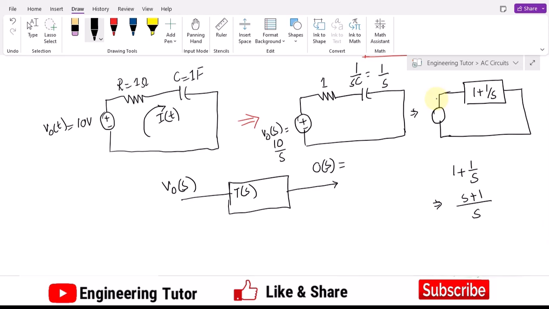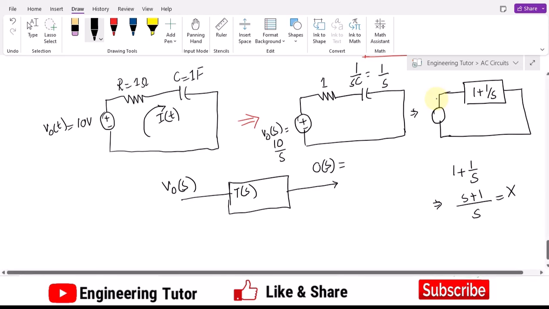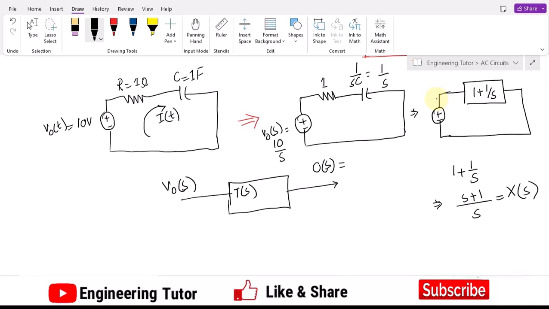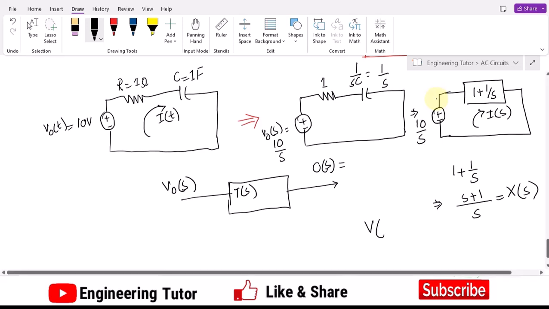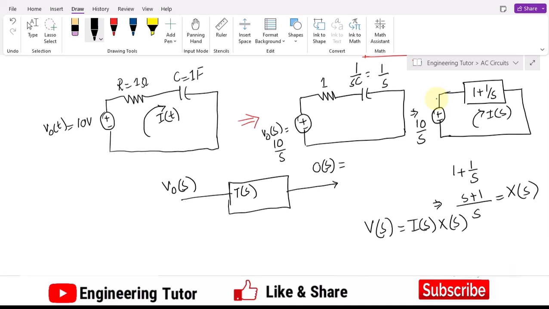So, this is basically the X of S, and here it is V naught of S, and the value of it is 10 by S. Okay, and I have to find out the value of I of S. So, that is it for this one. Similarly, according to the Ohm's law, what I know that V of S is equal to the I S multiplied by X of S. Okay.